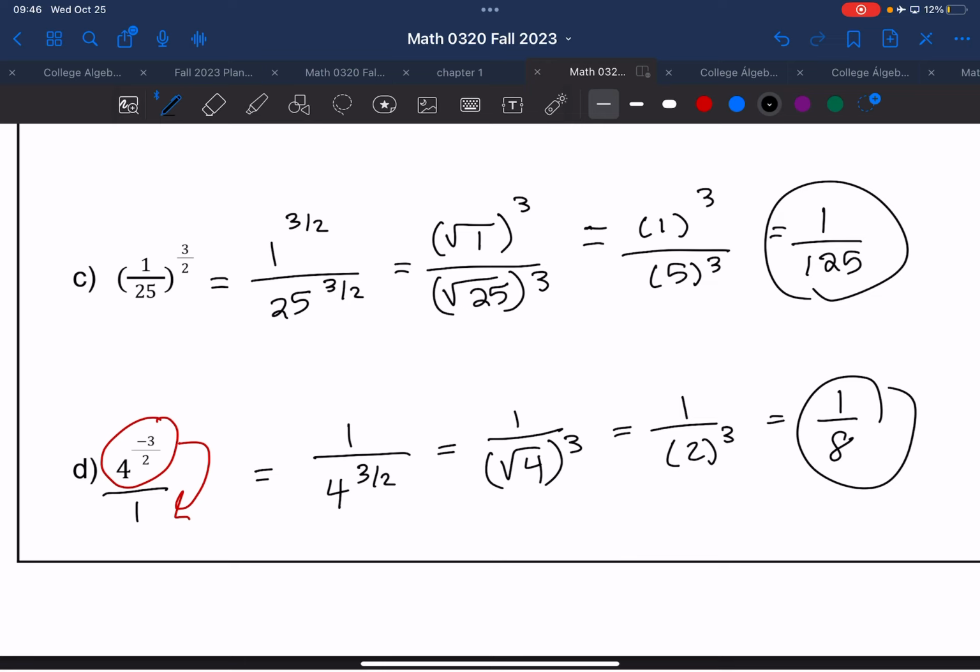Or again, you could be typing this into your calculator. If you type in this exactly how it looks, with the parentheses, square root of 4, close parentheses, power of 3, you will get 8. Okay.